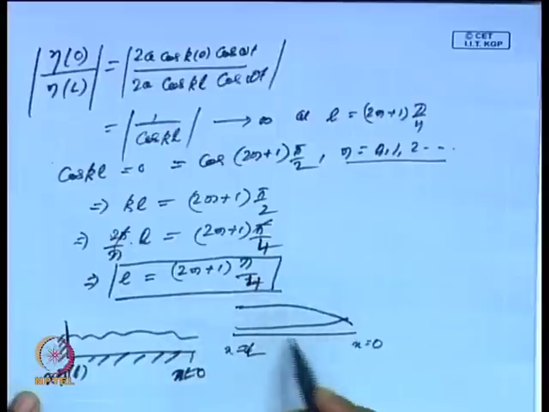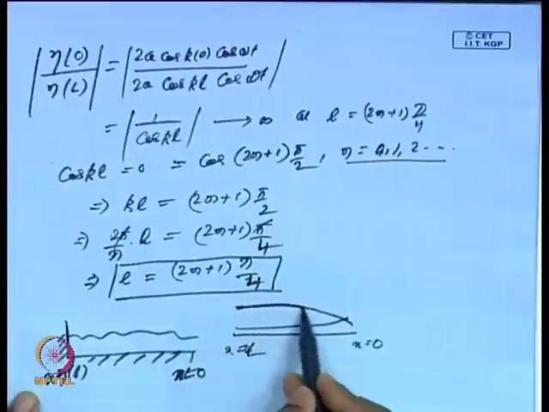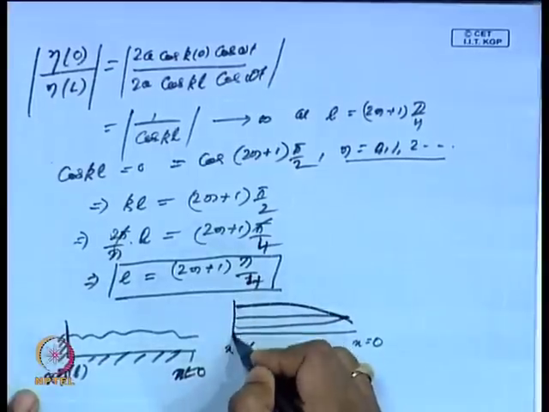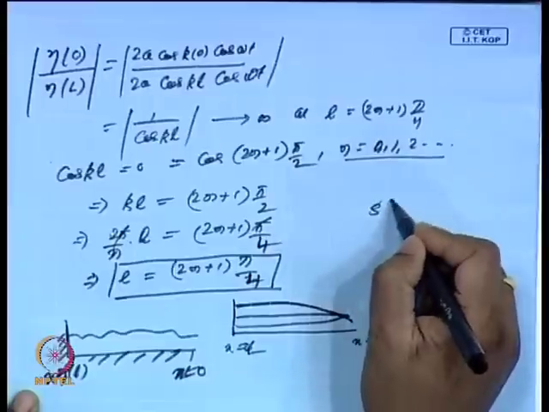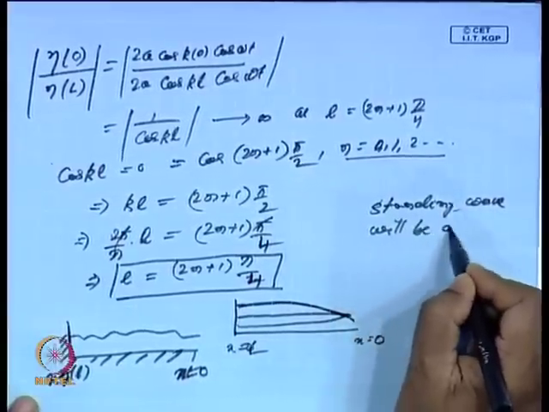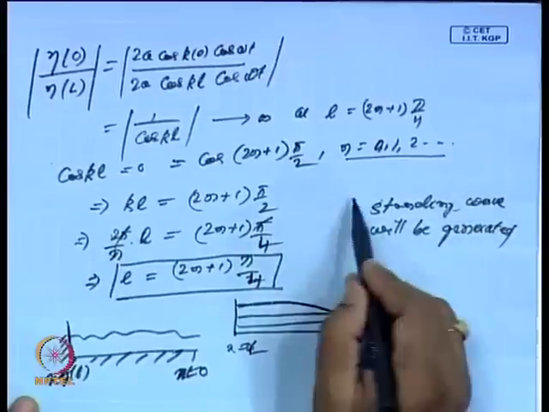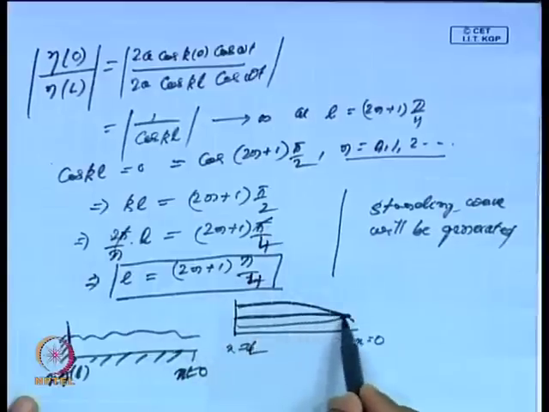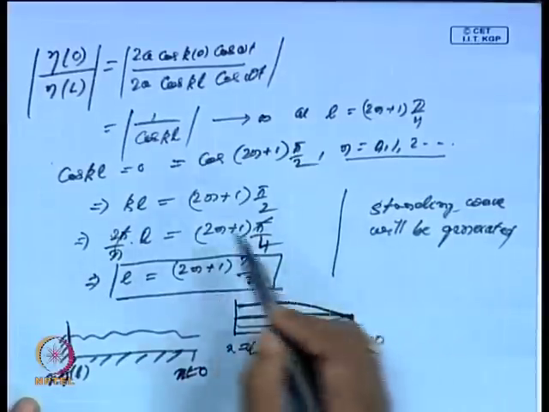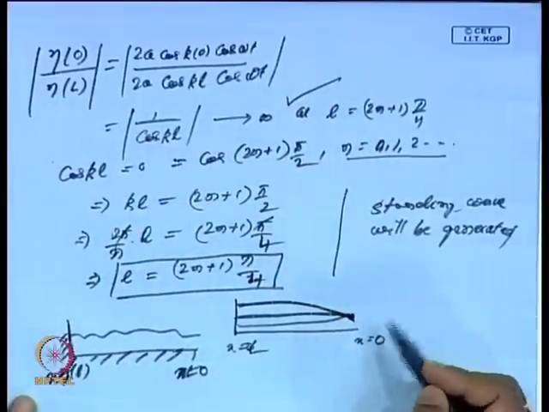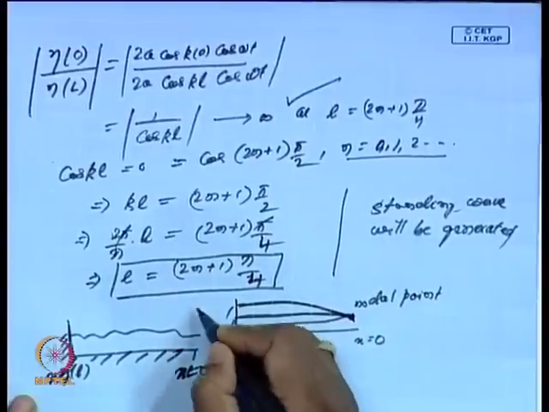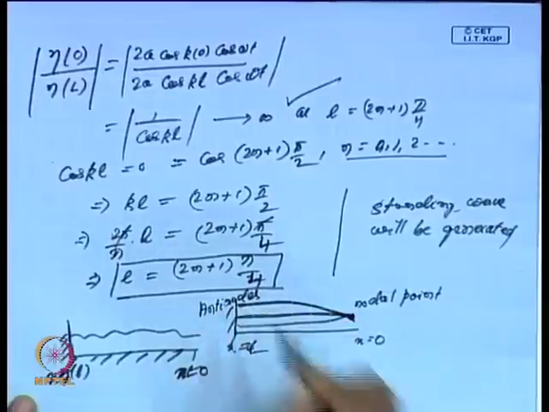So, that means this distance is 1/4 of lambda for when n is equal to 0. Near the bay head a standing wave will be generated near the wall, and this distance is lambda by 4. So, at this point, for eta 0 by eta L to be infinity, this has to be a nodal point, and as usual antinodes will be found here.